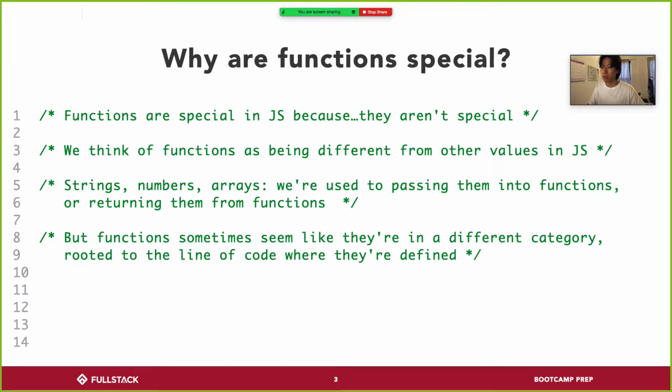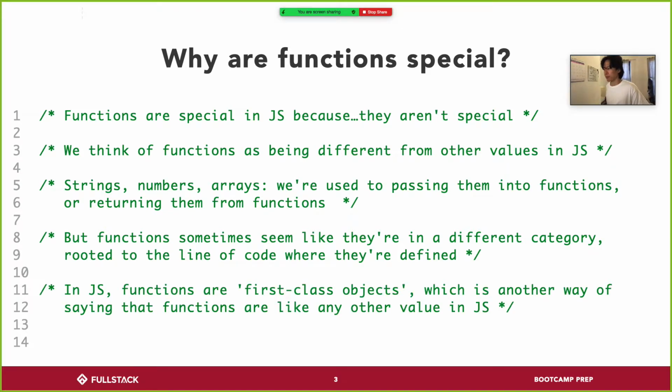They seem to be like a different category where we just imagine them to only belong in that place that we're creating them, but really we can just pass them around like any variable. So us calling functions first class objects, it's another way of saying treat them like any other value in the language.